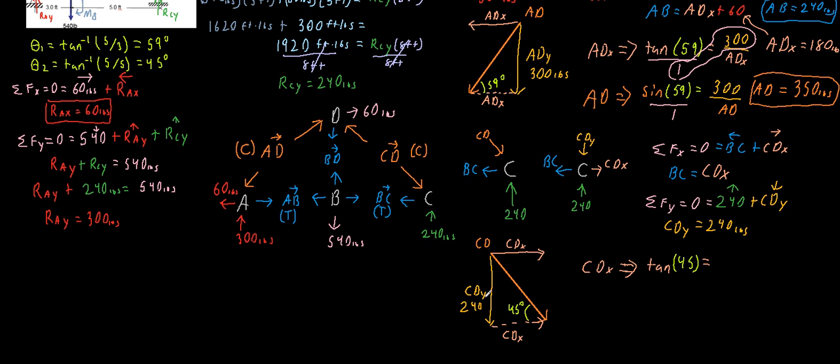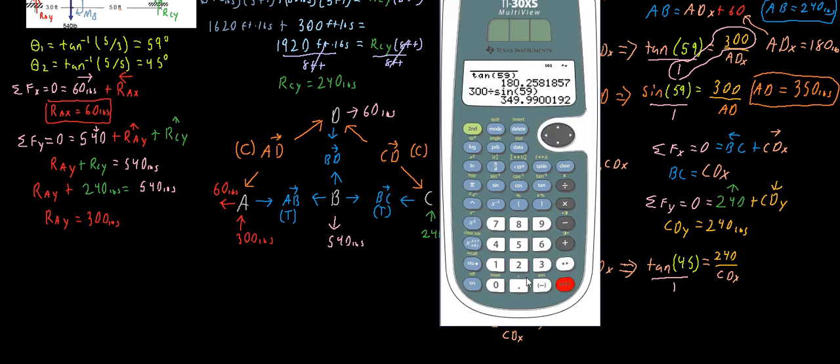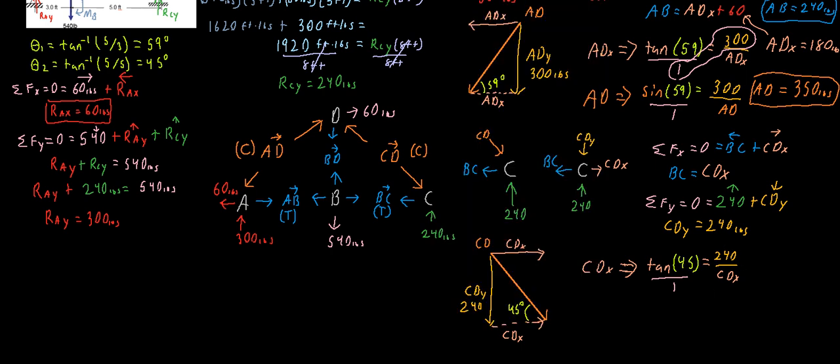Tangent of the angle equals opposite over adjacent. The opposite is still 240, and we're going to divide that by our adjacent, which we don't know yet. That's the point here. That is CDX, and I'll put this over 1 so I can make this a proportion problem: 1 times 240 divided by the tangent of 45. So we pull out our calculator: 240 divided by the tangent of 45. And what do we get? We get 240. And that might have been the trick that you recognized earlier.